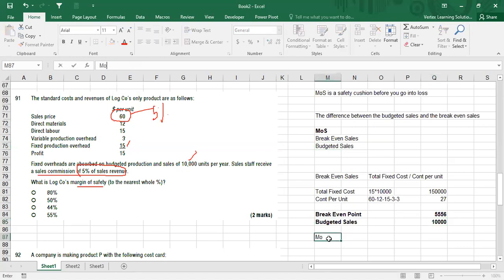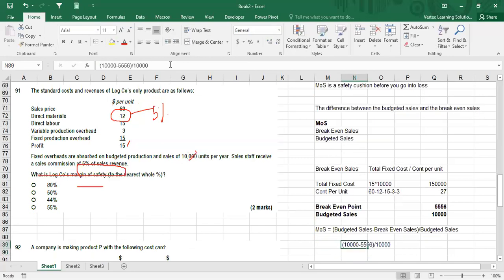And here comes your margin of safety formula. It says budgeted sales minus break-even sales, let me put it in brackets so that we do not ignore it, and close the bracket, and divided by your budgeted sales. So I should be doing it like this: 10,000 minus 5,556, divided by 10,000. So this is going to give you the answer.